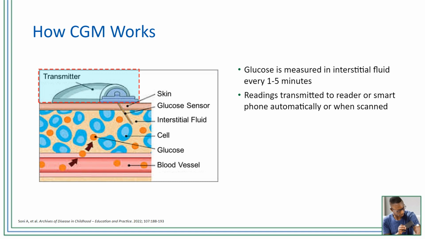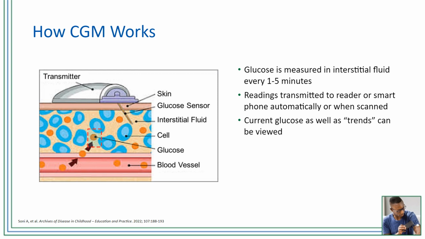The transmitter then goes to a reader, and the reader can be on your phone. Nowadays, almost all of them are on your phone, but don't let that stop you if you have older patients that don't use smartphones, because there are still some with readers that you can prescribe as well. You have the reader right there to talk to the CGM, and that's where you get your information. The information can go directly onto your phone or onto a reader.